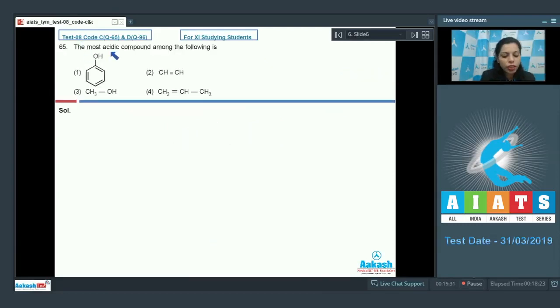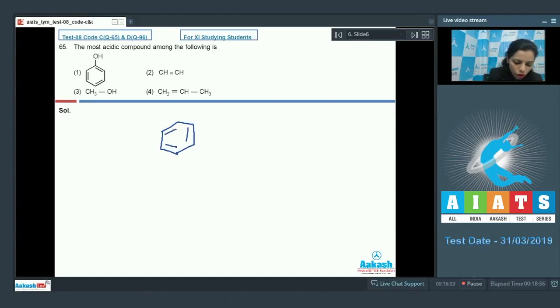Question number 65. The most acidic compound among the following is. Let's check the compounds. First option we have phenol. Second one, acetylene or ethyne. Then methanol we have, and propene is here. Among all of these, we have alcohol and phenol as well as ethyne. Ethyne also shows some acidic nature by reacting with sodium metal. It has acidic proton in it. Similarly, if I talk about methanol, it can also show that. Phenol can also show acidic nature. But the maximum acidic nature is there with the phenol.